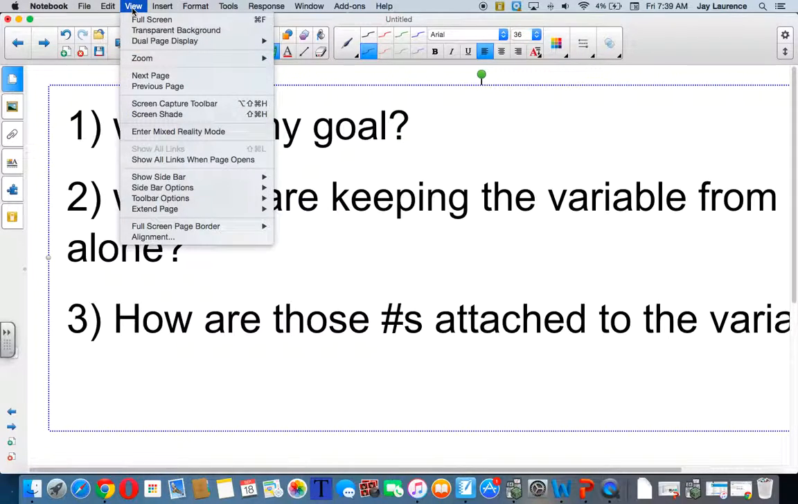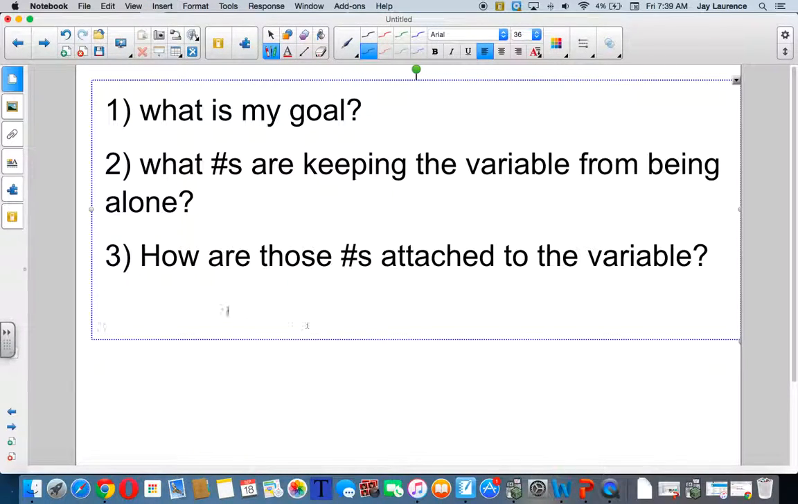I think my view is too big here. Let me zoom it out so you can see more. There we go. That's a little bit better.